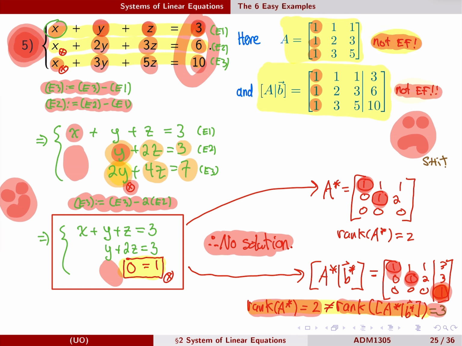But we could not see this from the beginning. We had to work for it. But it's not too bad. 3 eliminations, and we were able to extract the general solution, which in this case was completely empty.